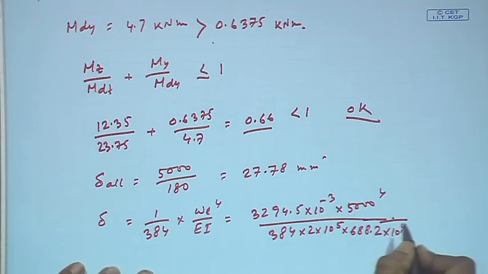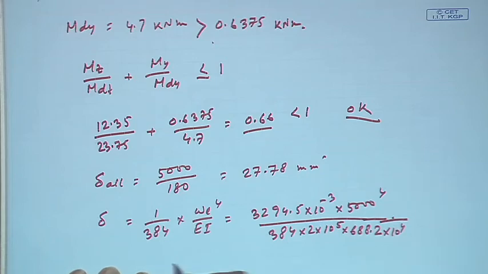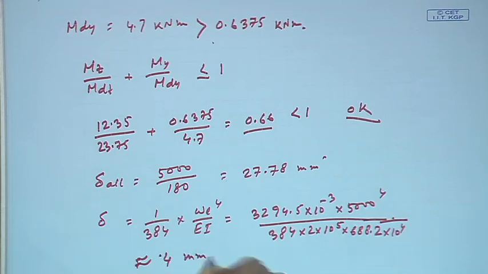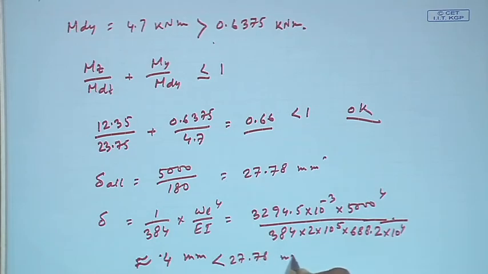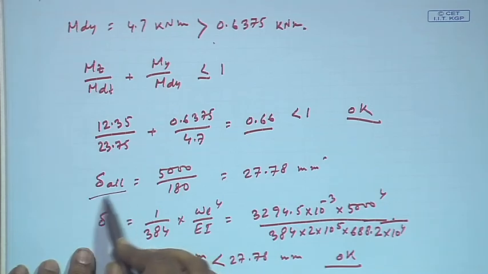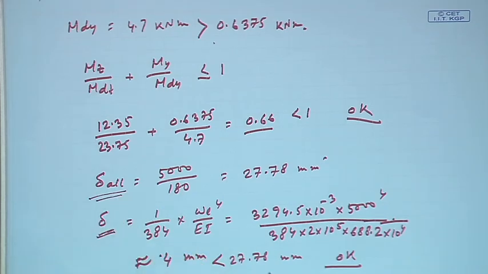So, after calculating we can find the value as around 4 millimeter, which is less than 27.78 millimeter. So, okay. Now, similarly, we have to check against the lateral deflection. Deflection in both the directions we have to check, and in the other direction deflection is quite less because the load is very less. So, that will also be okay.